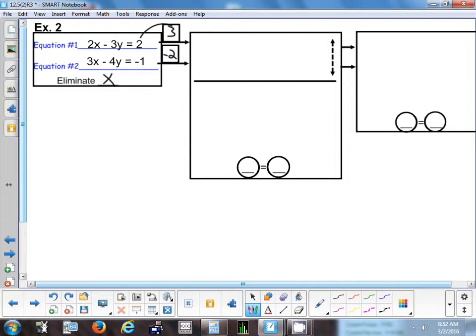Okay, so let's triple everything in the top. How about Kevin? What's 3 times 2x? 6x, good. That's good. All right. Michaela, what's 3 times negative 3y? Yep, negative 9y. And lastly, 3 times 2 is 6. Okay, so we multiplied the top.